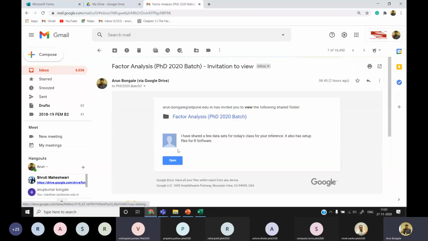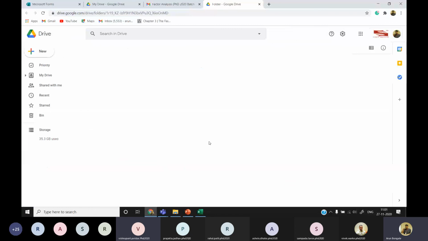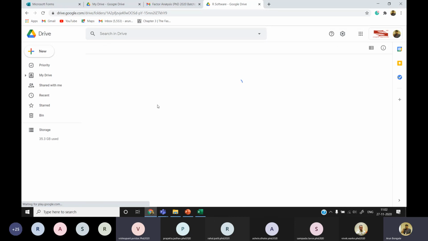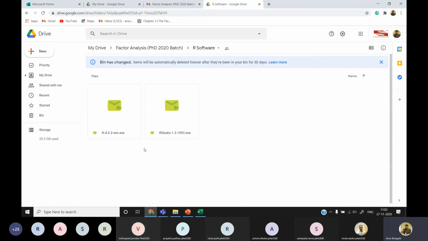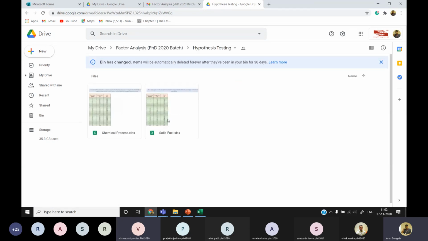So this is the folder. I will be updating the details, data sets, whatever is required with respect to this particular course, in the same folder. You can keep checking. I have included R software for this. It is compatible with Windows 10 64-bit. You can install it if you want. And I have included two data sets, chemical process and solid fuel.